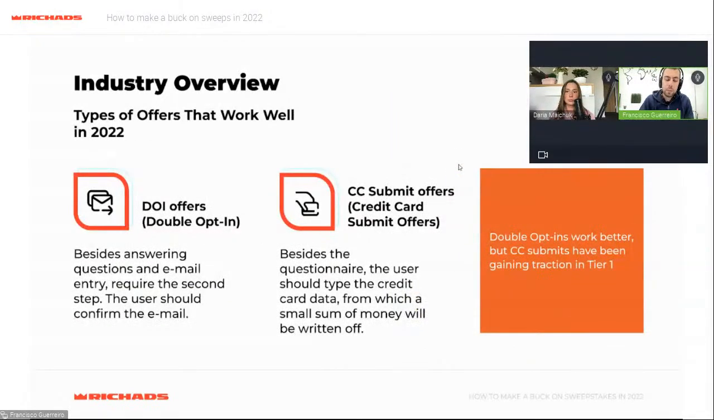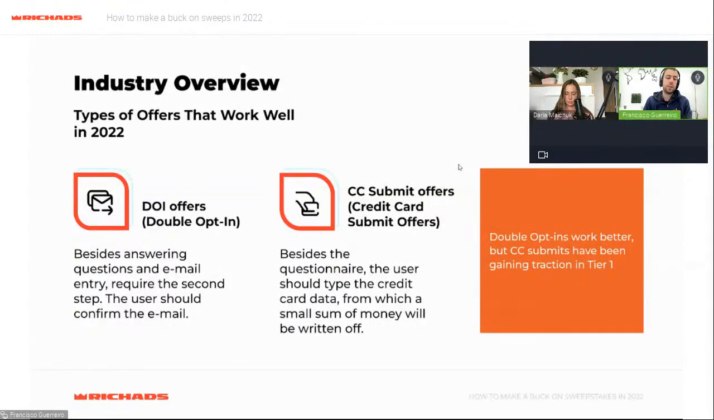And now, the type of offers that have been working well for us. It was good that Dasha explained to you the four kinds of offers that exist, because from those four kinds, we see two that are taking the lead in terms of results. The first one is double opt-in.